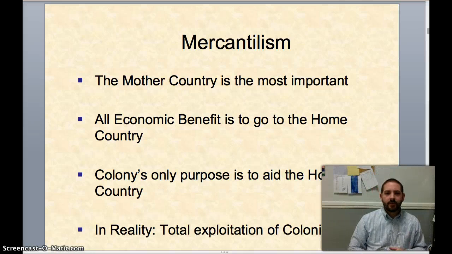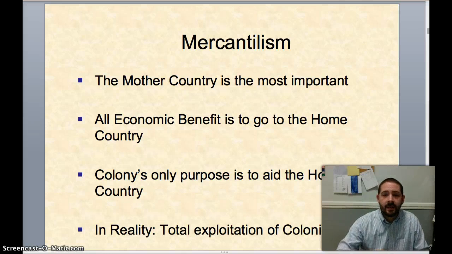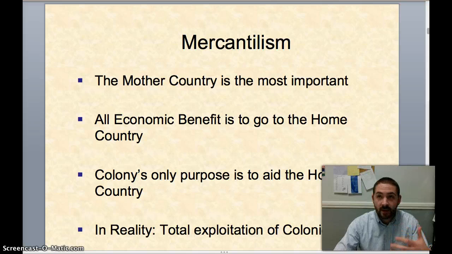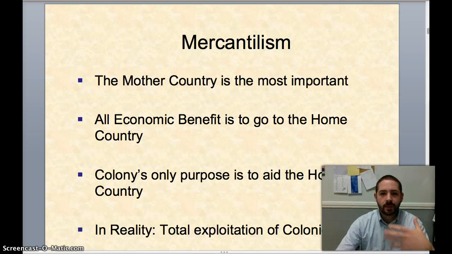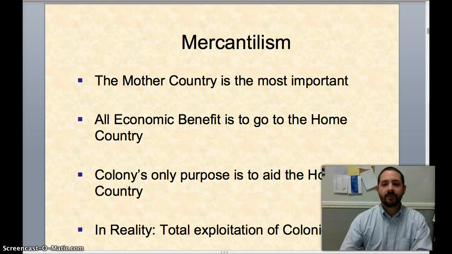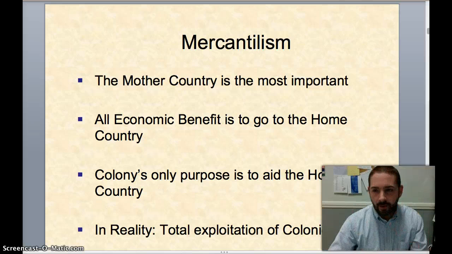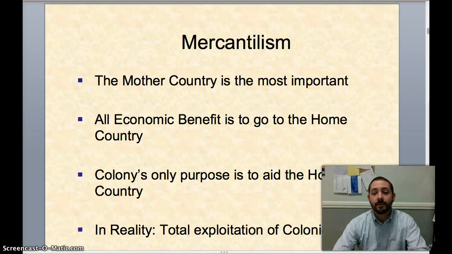So mercantilism is often defined as the mother country seeing all of the benefit from imperialism. And that's a good thing to remember, right? That we are not doing colonialism, we are not doing imperialism for the benefit of the people living in Africa. We are not doing it for the benefit of the people living in wherever. We are doing it for the benefit of the people living in Europe.